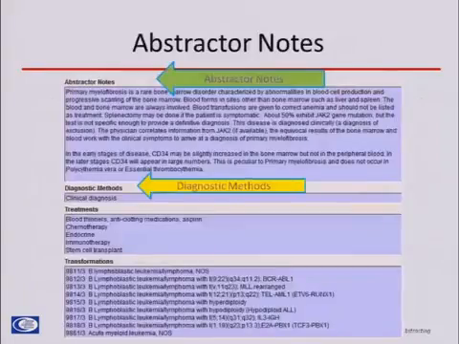So here's the disease definition, and then the abstractor notes, and the diagnostic methods. Now look at this diagnostic method for primary myelofibrosis. It's clinical. What does that mean? Well, that means you're not going to get a genetic study. You're not going to get a tumor marker or a molecular marker of any kind.